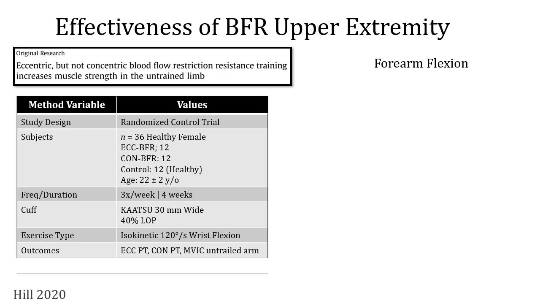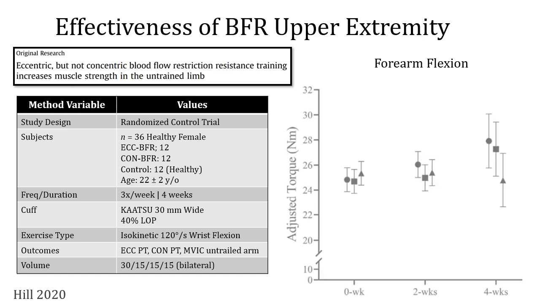And they had the eccentric, their outcomes were eccentric peak torque, concentric peak torque, and max volitional isometric contraction of the untrained arm. And the volume was the classic 4 sets of 75 repetitions bilaterally. And here we see the adjusted peak torque at weeks 0, 2 weeks, and 4 weeks.